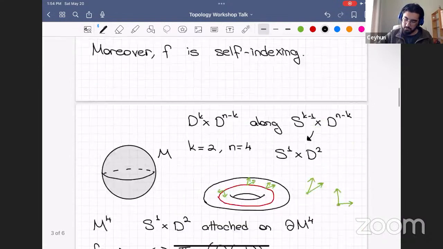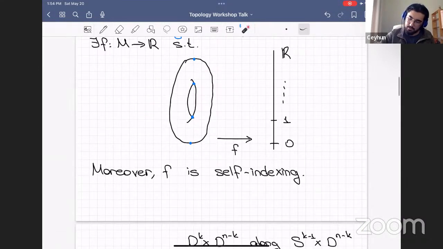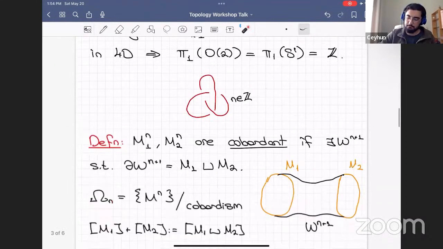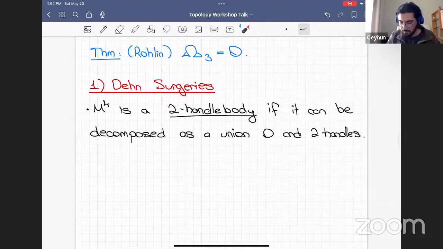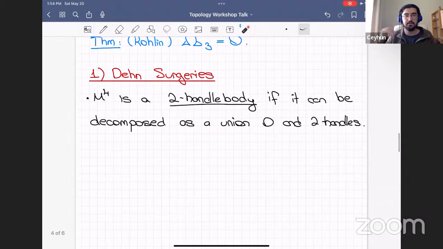like here, right? So we are going to have 0 handles, 1 handles, 2 handles, 3 handles, and 4 handles. And we say that M is a 2-handle body if it can be decomposed as a union of 0 handles and 2 handles. Which means that we can get rid of the 1 handles and 3 handles.